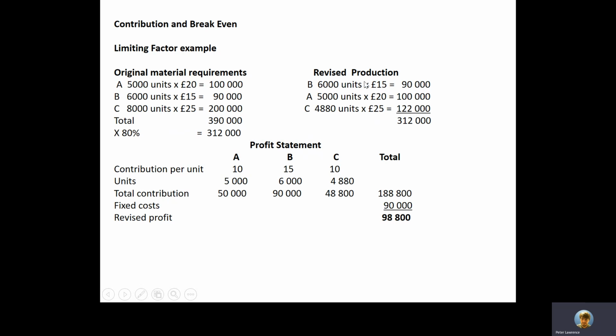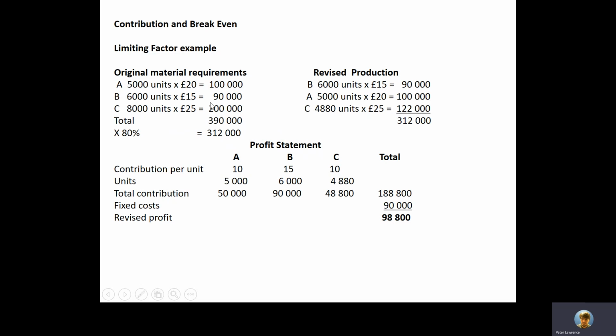Now we're going to make all of B, because remember we've got 312,000 to spend. So we're going to make all of B, which is £90,000, giving us the most amount of contribution per pound spent on material. Our second ranking was A, which is 5,000 units at £20, which is 100,000. So we've still only spent £190,000. So we've got £122,000 to spend on C.